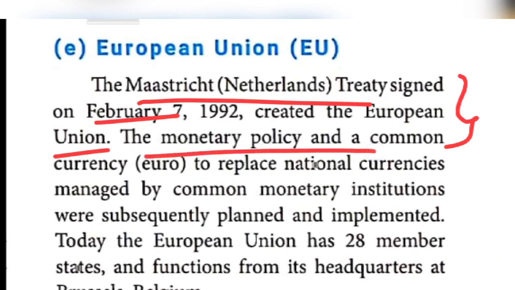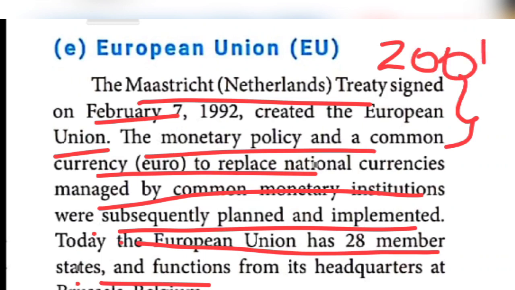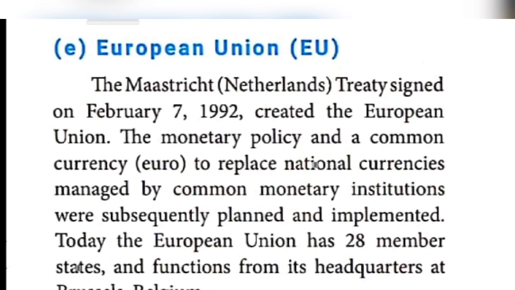The monetary policy, meaning money policy, and a common currency, that is the euro, to replace national currencies managed by common monetary institutions, were subsequently planned and implemented. So a single currency, and the name of the currency is the euro. Then a single market was there among the European countries. Today, the European Union has 28 member countries. Its headquarters is in Brussels, in Belgium. The European Union was established in 1992, and in 2001 the euro currency was introduced. So these are the things, children.